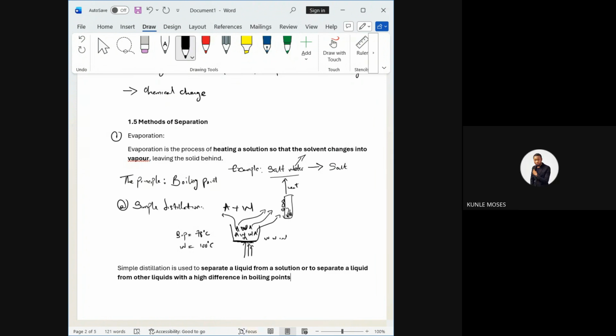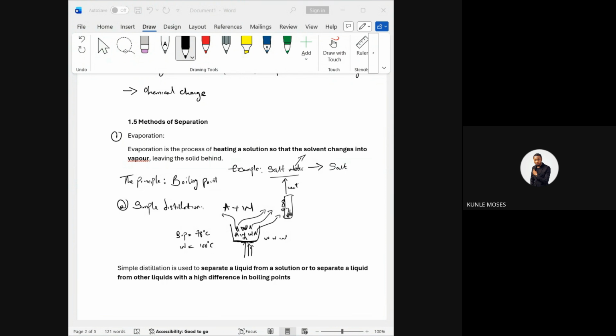Yes. Please don't mix that together because it is always a common question. Some students, they don't pay attention. Once they understand evaporation, the principle of evaporation is boiling point, and when they say salt water, they won't pay attention, because evaporation also is used to obtain salt from salt water. But if you want to separate pure water from salt water, it's not evaporation. It is simple distillation.